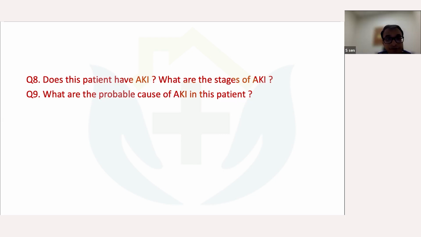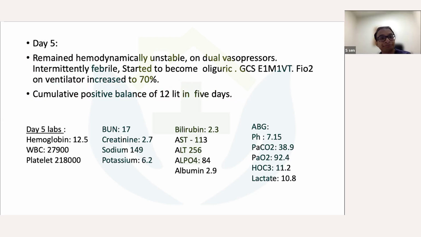Okay, we'll progress. Day 5. He remained hemodynamically unstable. He's on dual pressors. He's intermittently febrile, started to become oliguric. His GCS is E1, M1, VT. His FiO2 on the ventilator increased to 70%. His cumulative positive balance is 12 liters in 5 days.